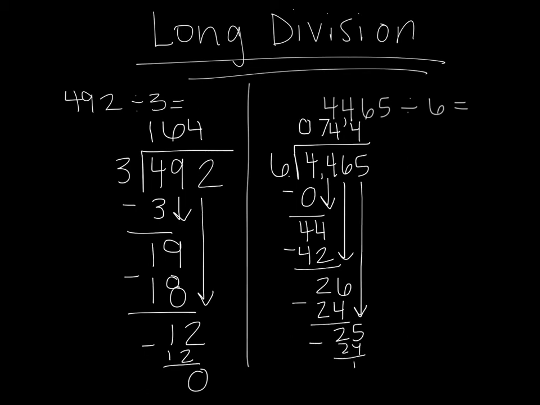I'm left with 1. So I have 1 left over, and I have no more digits to bring down. So when we're dividing a whole number by a whole number, we are now going to have a remainder of 1. So my answer is going to be 744 with a remainder of 1, and that is going to be my answer for 4,465 divided by 6.